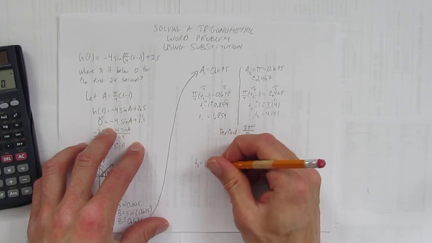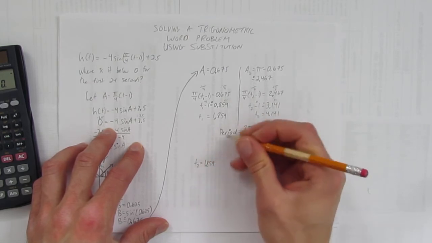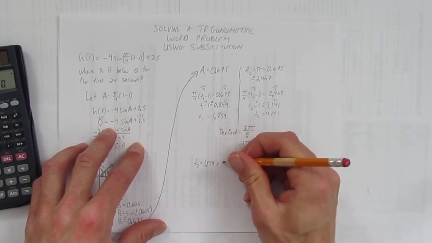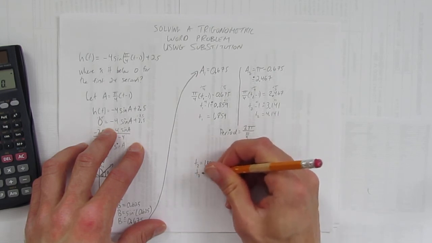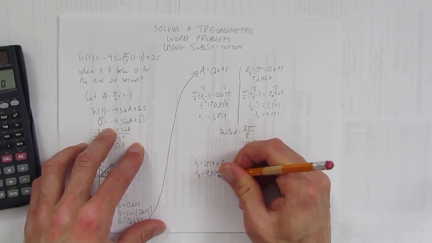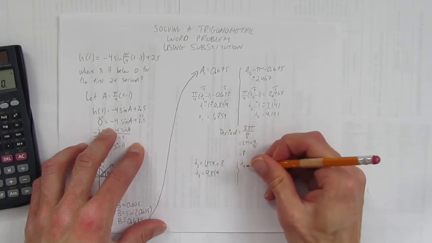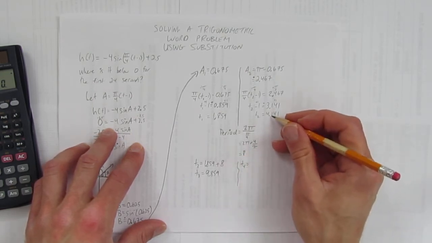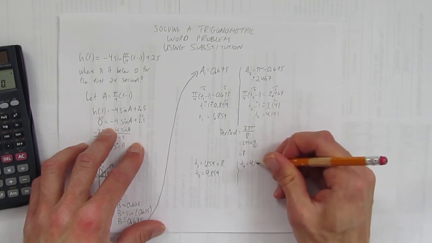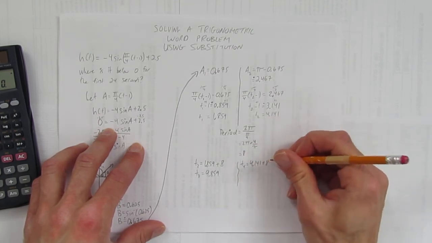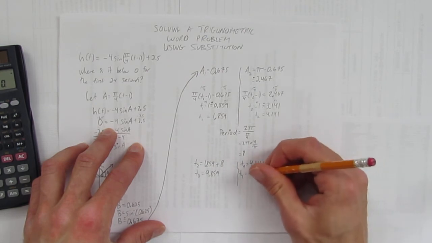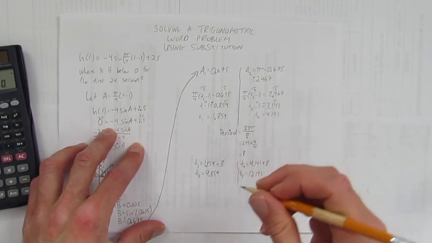t3 is just 1.859, the previous answer, plus the 8 seconds. That gives a t3 of 9.859. And same thing with t4, I'll put a little line here. t4 is based on where the last answer occurred. Add the period to get the next one, and you get t4 is 12.141.